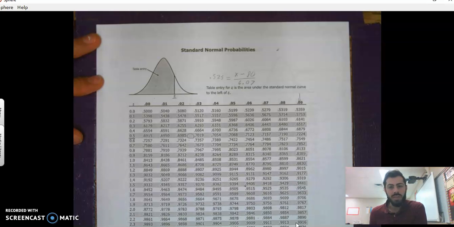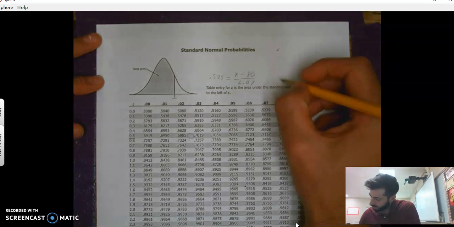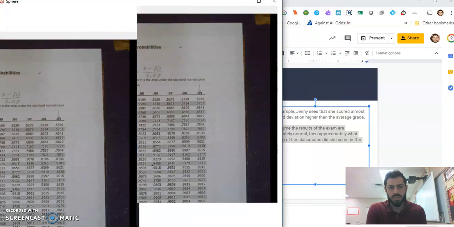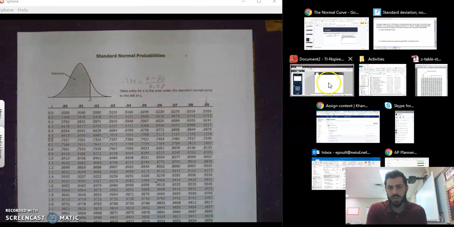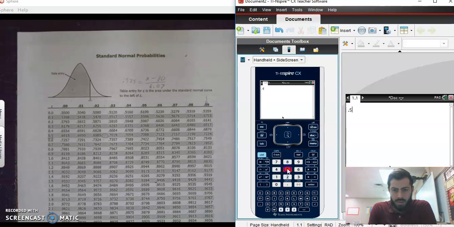I can do a quick bit of algebra to figure out what x is. So let's do that real quick. I'll put this over here so I can get my calculator. There we go. So 0.525, we'll multiply by that denominator.